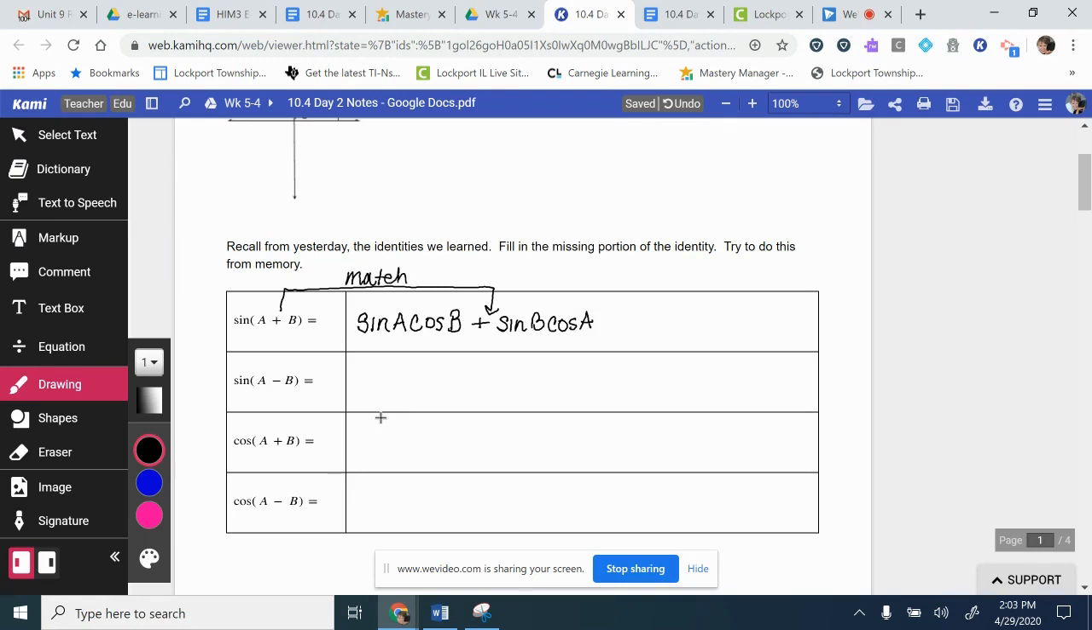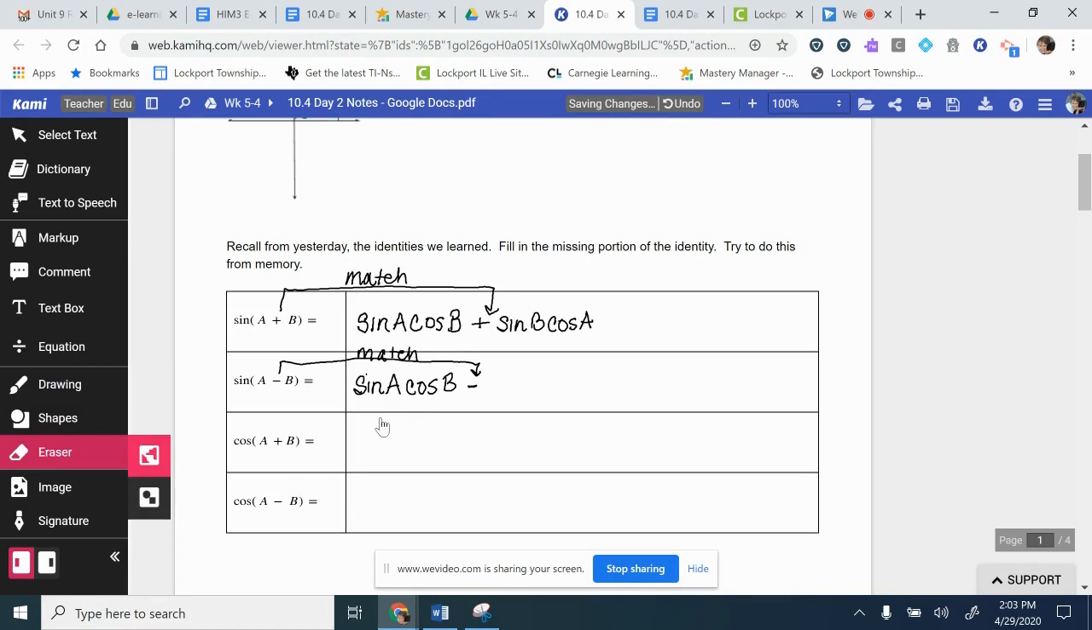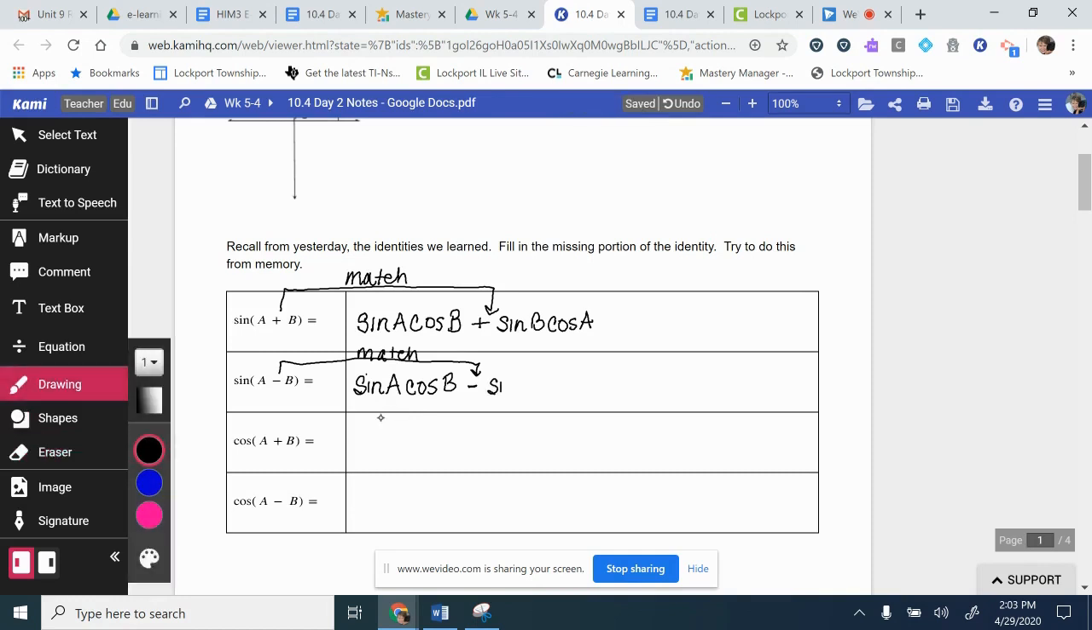So now this is the sine of a difference. I'm going to begin the other side of the expression with the sine of the first argument times the cosine of the second argument. And again, we're going to have a match. And then do the other possible combination here, sine of b cosine a.